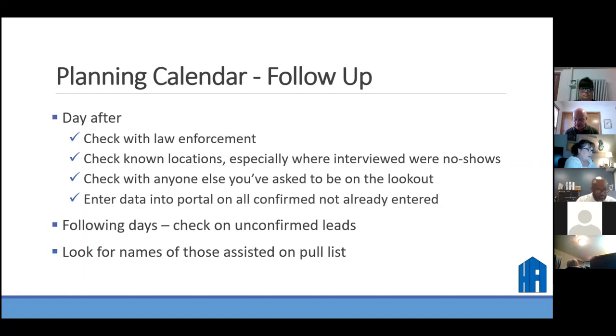And then look for the names of those who assisted on that. This is obviously going to be maybe a couple of weeks out, but for those of you that have the HMIS license to participate in those meetings, look to see, did any of these names that got collected on the point in time count show up on the list as having applied for housing assistance? Because that's a success story.